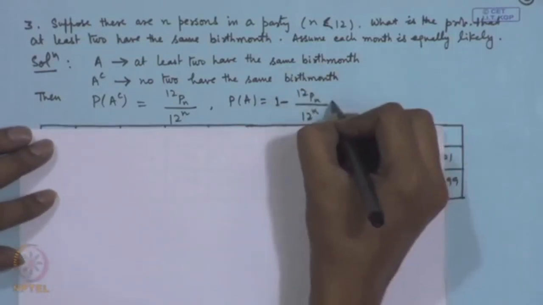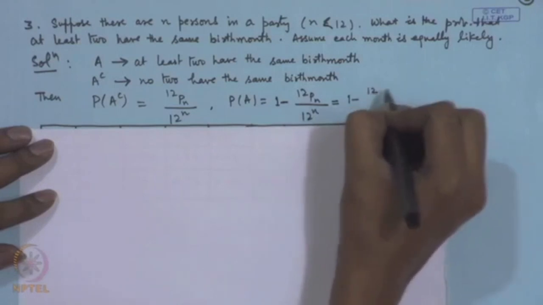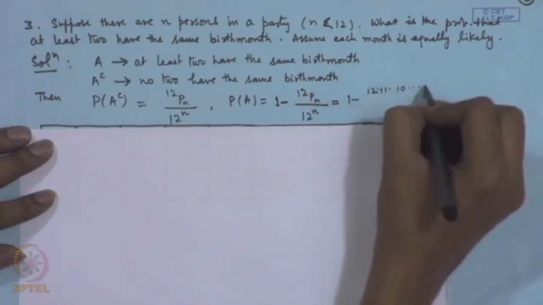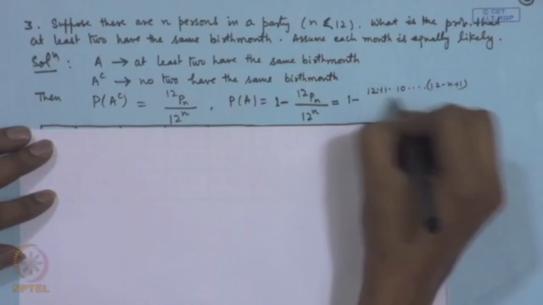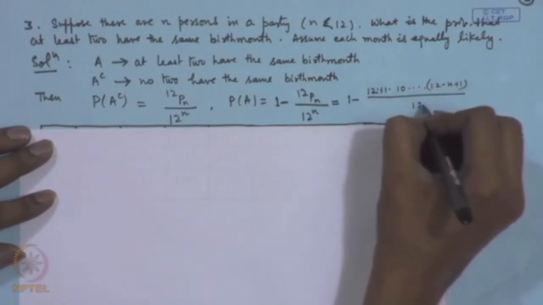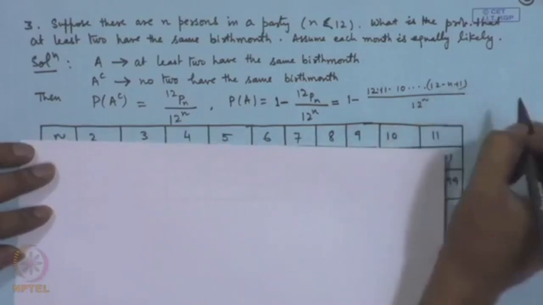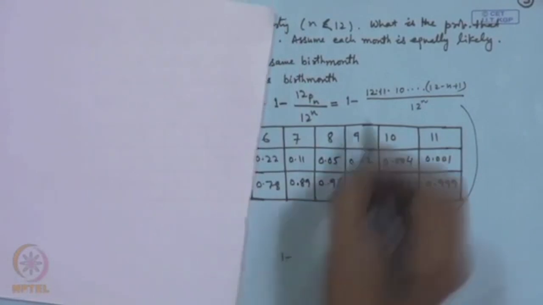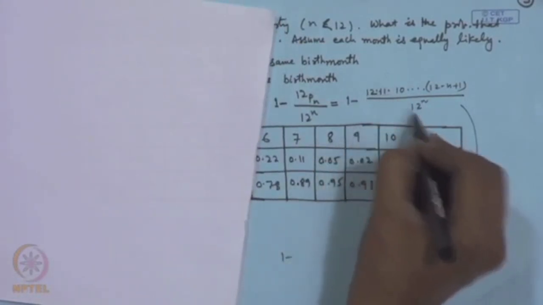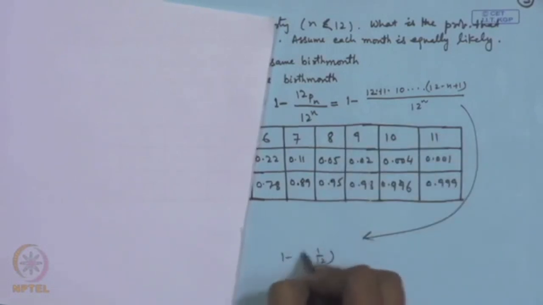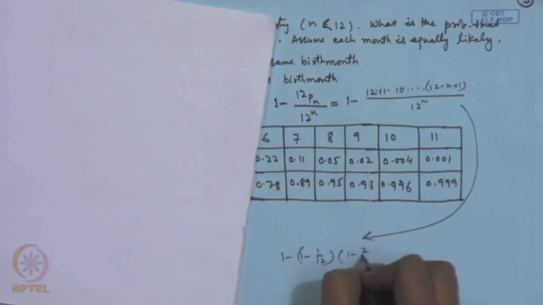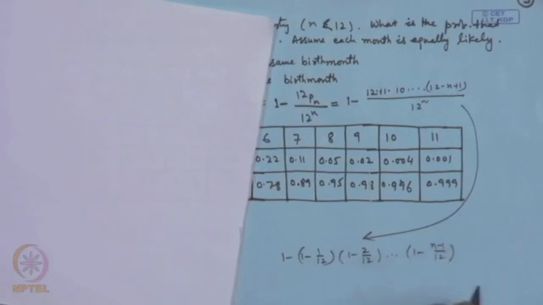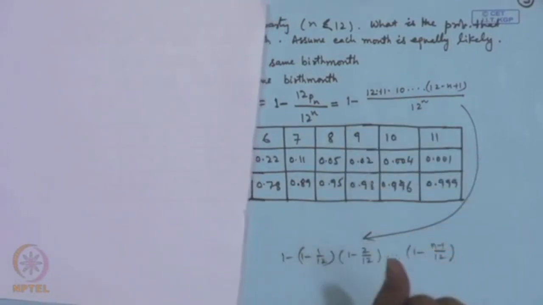Now, this can also be written in a slightly different form: 12 into 11 into 10 and so on, up to 12 minus n plus 1, divided by 12 to the power n, which can also be written as 1 minus, now this 12 by 12 will cancel out, then you get 11 by 12, which we can write as 1 minus 1 by 12, then 10 by 12 we can write as 1 minus 2 by 12, and so on, 1 minus n minus 1 by 12. So, this is a nice representation of the same thing.